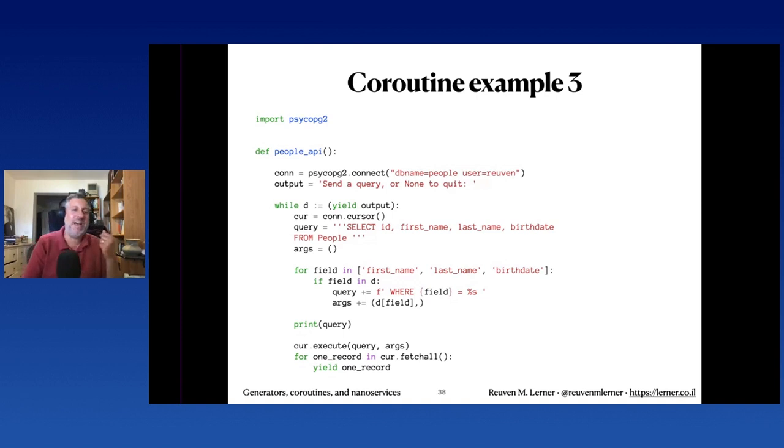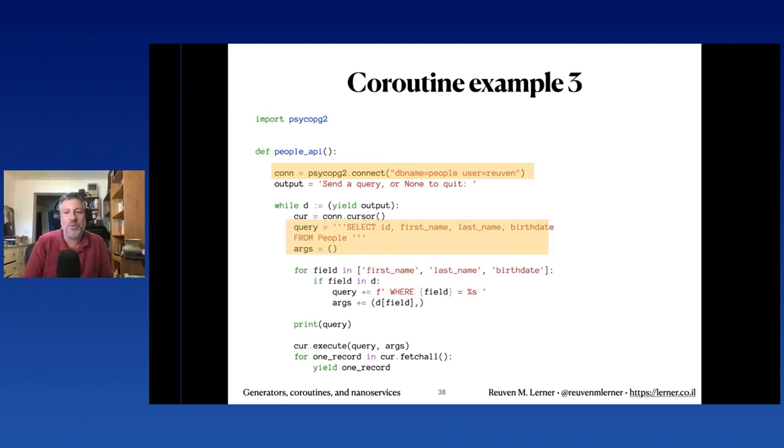So here I have a database connection. I connect using psycopg2, which is a pretty standard PostgreSQL connector in Python. And what am I going to do? I'm going to select from a tiny, tiny database I created for this example that has first names, last names, and birth dates from people. And what is it going to do? Well, it's basically going to have a really primitive sort of API.